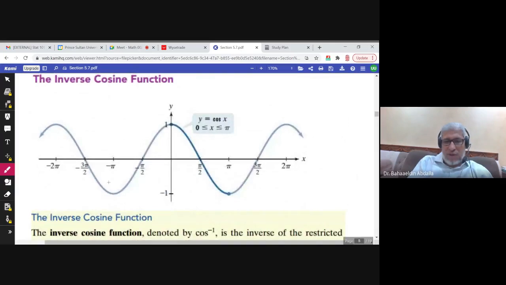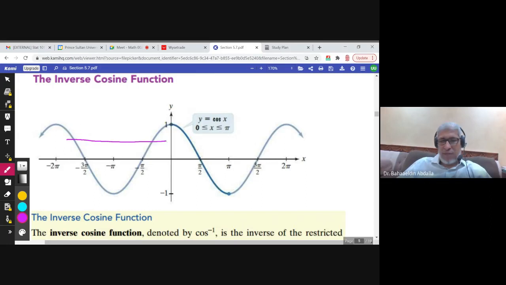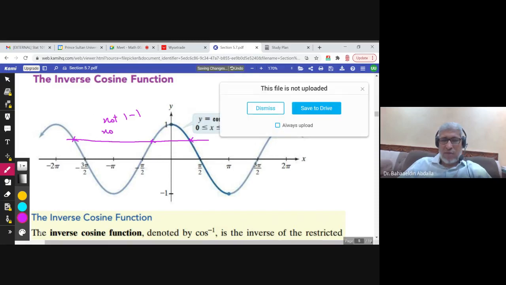Of course, this is the graph of cosine, and as you notice, this function is not 1 to 1 because it does not pass the horizontal line test. The horizontal line test intersects the graph in more than 1 point, so this function is not 1 to 1 and it has no inverse.